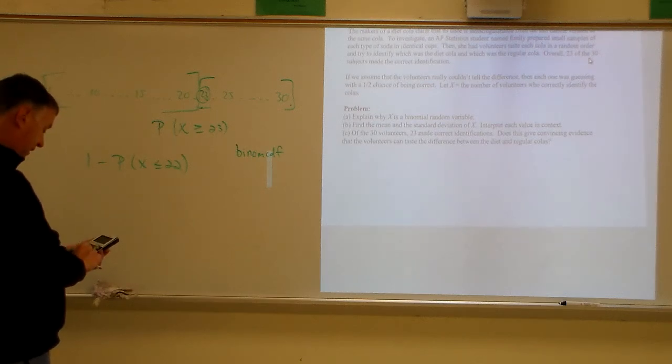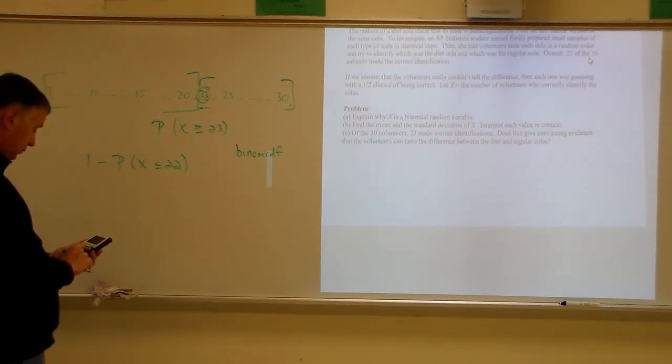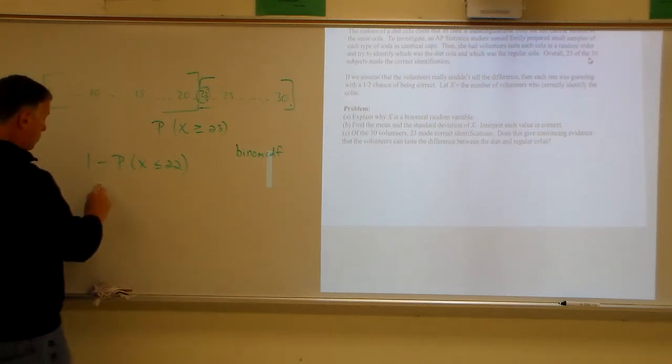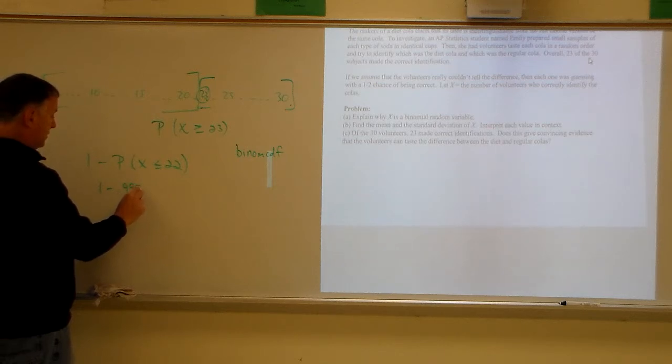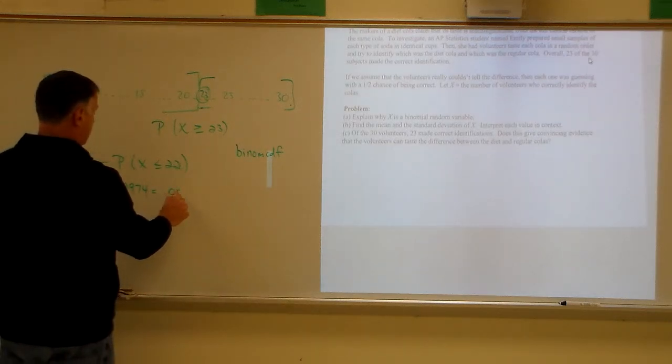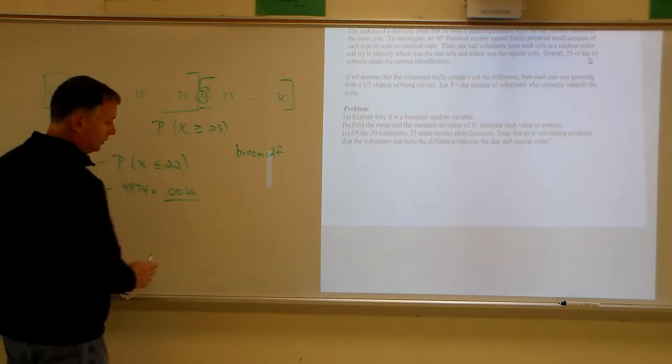Let's see, so we go second dist, binomcdf, trials is 30, probability of correctness is 0.5, and then we're doing 22, which gives 0.9974. So if we do 1 minus that, 1 minus 0.9974, we're going to get 0.0026. That's the probability. Okay?